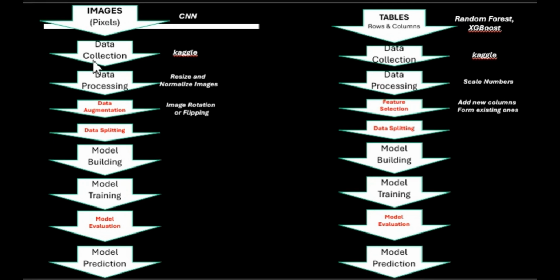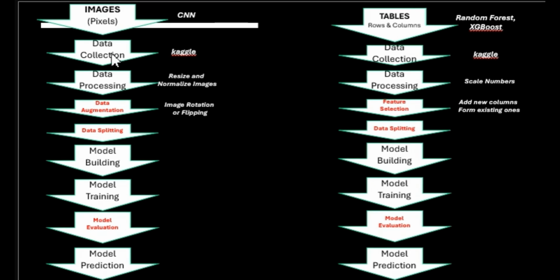The first stage for prediction of images or prediction using spreadsheets or CSV files is data collection. So for images, the data sets are usually collected from sources like Kaggle, and they are labeled into folders like cats or dogs or sheep or any other thing, depending on what we are actually working on. And for tables, we also use Kaggle or other open sources online, but the data comes in the form of rows and columns.